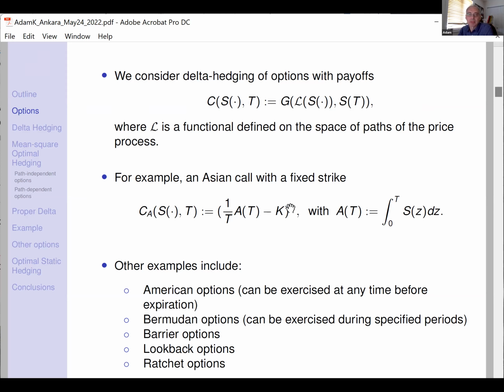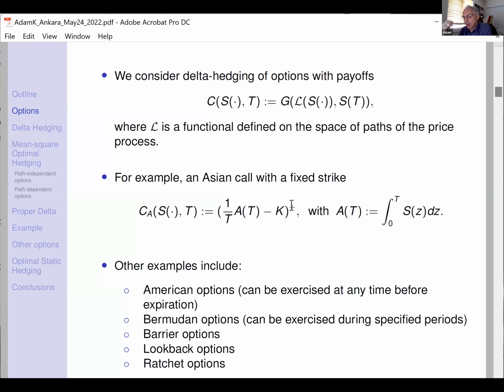Other path-dependent options include American options, Bermudan options, barrier options, look-back options, ratchet options. There is a large number of options that depend on the path. Many of these, like barrier options or look-back options, even Asian options, are considered exotic contracts in the sense that they are traded over the counter. They are not exchange traded. However, American options are widely traded. These are actually the most traded options, and they are still path dependent.